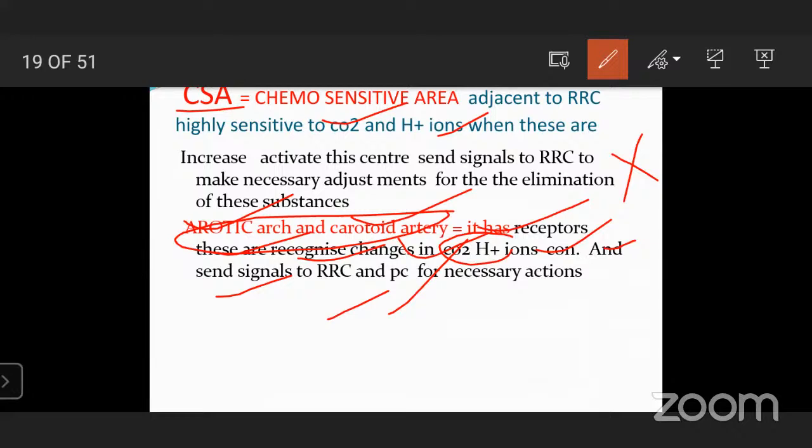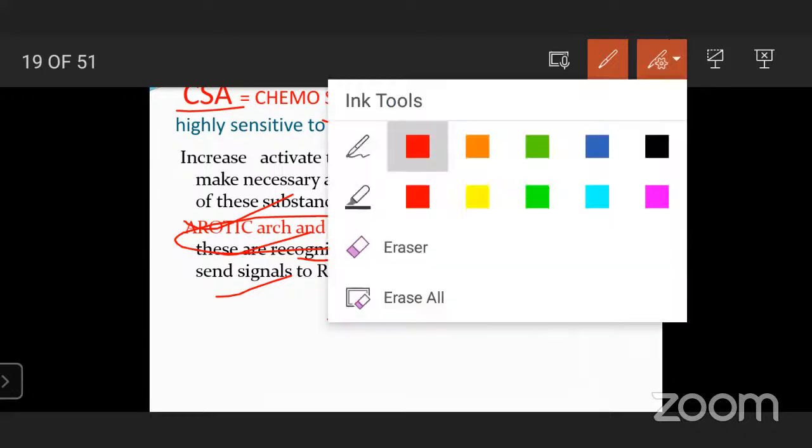So what are the factors involved in the regulation of the respiratory system? Number one is the RRC, number two is the PC, number three is the CSA, and number four is the aortic arch and the carotid artery. Yes, do you understand? This is the most important for the 4 marks question in the IPE. Yes, and next one.